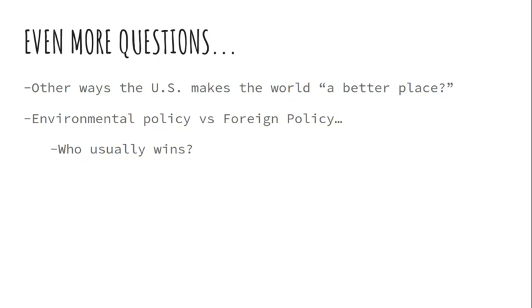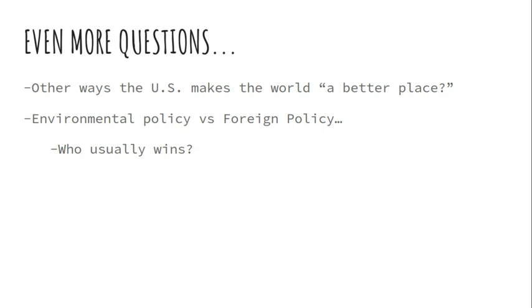What's another way we do this? Well, another way the U.S. makes the world a better place is through international environmental policy. Environmental policy has a domestic component, in other words, a component that affects us here within the United States, just like when we set fuel standards or rules for power plant emissions or dumping toxic chemicals. But since we're all on one planet with one environment, it's also a part of foreign policy.